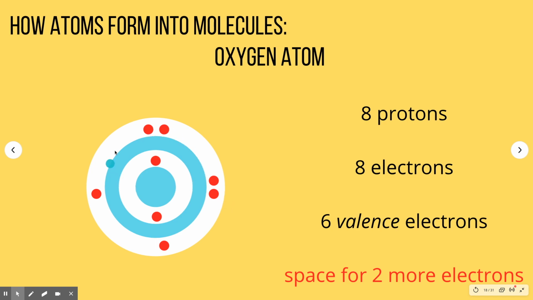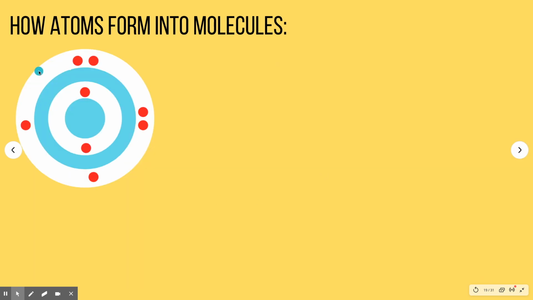Because there are only 6, there are actually 2 empty spaces for 2 more electrons, because the second shell maxes out at 8 electrons and there's only 6. So that leaves space for 2 more electrons to be filled in those spaces. So I'm going to slide oxygen off to the side. And now we're going to take a look at a new atom.